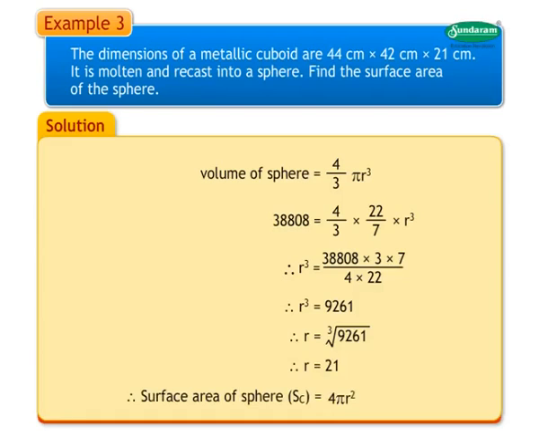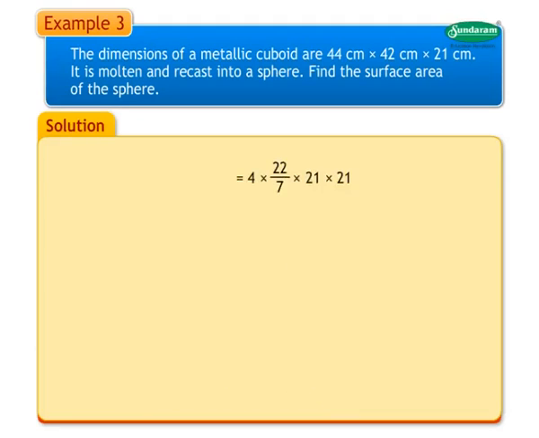Therefore, surface area of the sphere is equal to 4 into pi into r square is equal to 4 into 22 upon 7 into 21 into 21 is equal to 5,544. Therefore, the surface area of the recast sphere is 5,544 centimeters square.